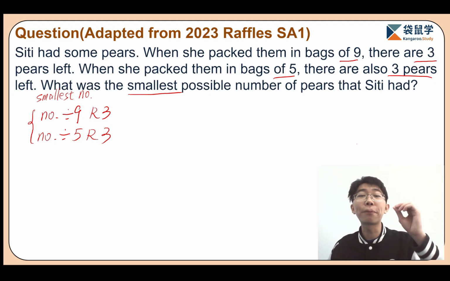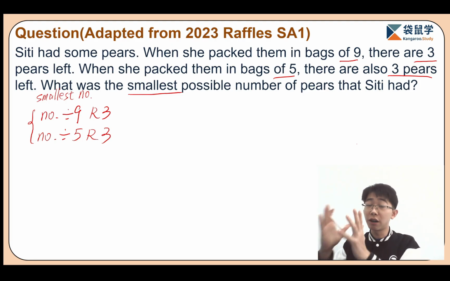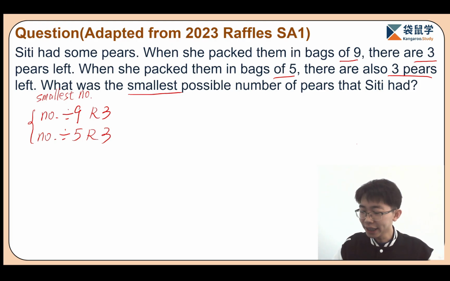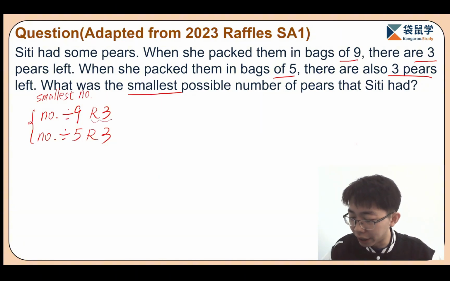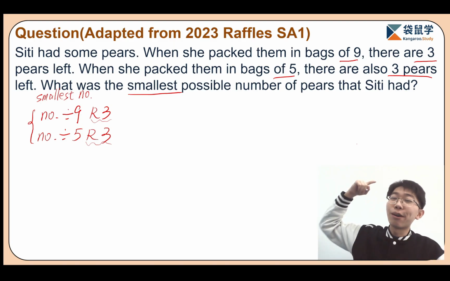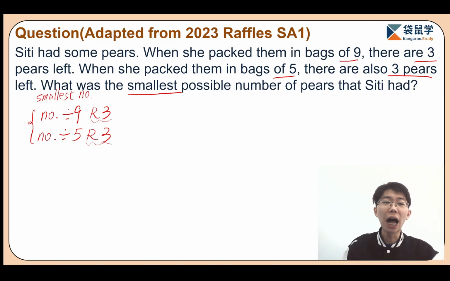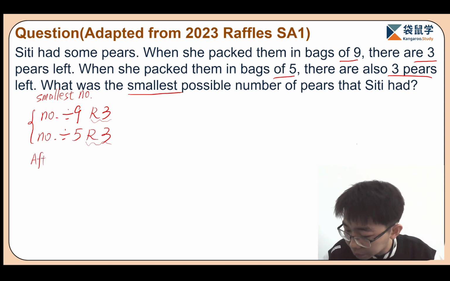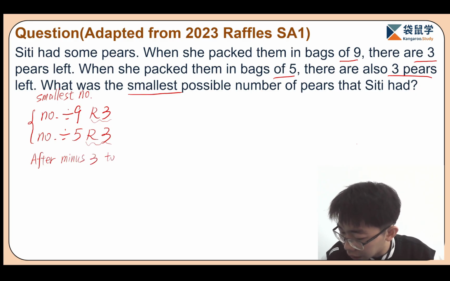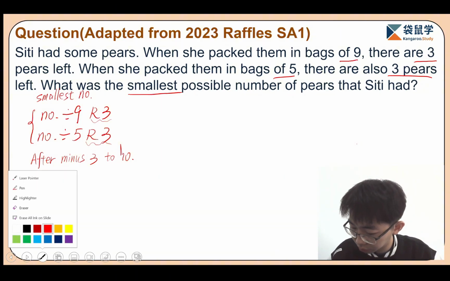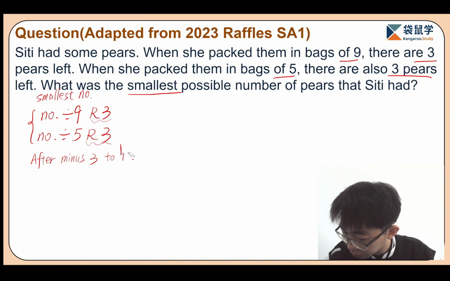Again, based on our previous observation, we can try to convert this into the multiple problem. How can we convert this? You see, they have the same remainder over here. So if they have the same remainder, we can minus this remainder. Now, our number, when minusing this remainder 3, see, after minus 3 to the number, oops, let me erase this first.